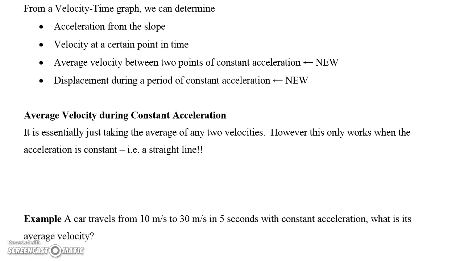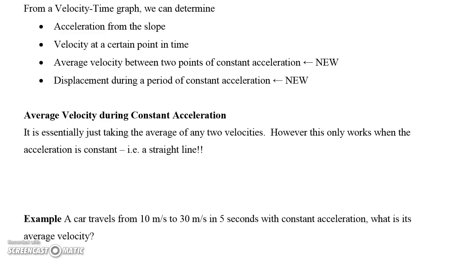So, from a velocity time graph. We just talked about velocity time graphs. Let's bring those in and get an equation coming from there. One thing that we can get is acceleration from the slope. We can get the velocity from any point on the graph. But now we're also going to be able to get the average velocity just between 2 points and the displacement from the graph, not just from an equation, from the graph.